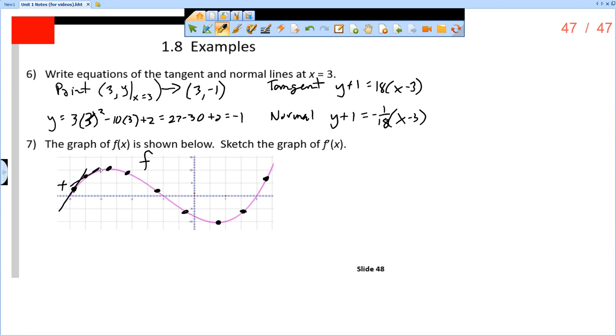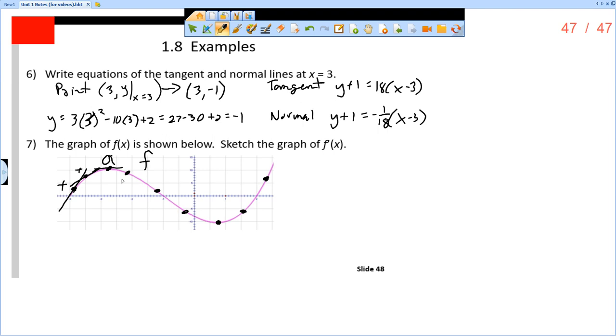Now, if I draw in the next tangent line, this is also going to be positive, but it's going to be a smaller positive. So I'm going to put a smaller positive number. All right, then when I get to the top here, it's actually going to be a horizontal line. So that would be a slope of 0. All right, so 0.